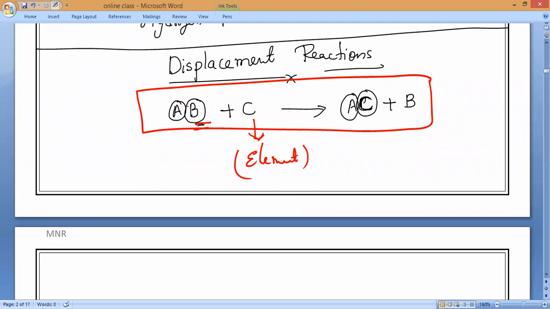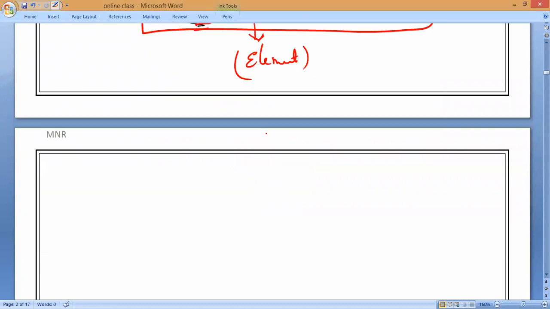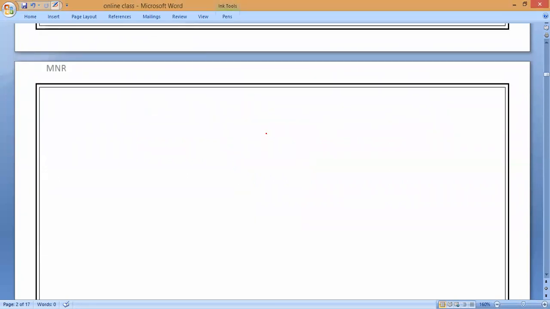So here is one important thing. Before going to study the displacement reaction, you need to study a very important topic, which you already studied in class 8, I think. That is the metal activity series. For today's class, what you learned is enough for us. Now, let us understand the displacement reaction.